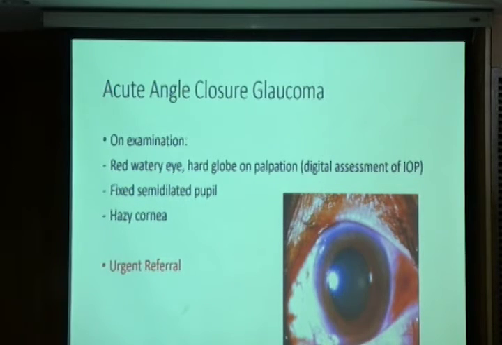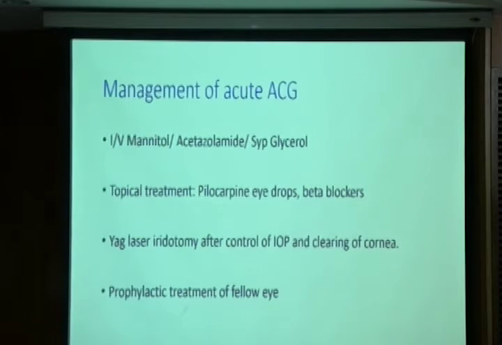So I think one can very well make a diagnosis of acute angle closure glaucoma in such a presentation and do a required urgent referral, because we need to control the pressure acutely with the use of intravenous mannitol, acetazolamide or syrup glycerol in non-diabetics, topical treatment in the form of intensive pilocarpine eye drops and beta blockers. Once the pressure is controlled, the cornea becomes clear, we do a YAG laser iridotomy so that the patient does not suffer similar attacks again and again, and prophylactic treatment of the fellow eye, because usually the shallow ACs are bilateral.